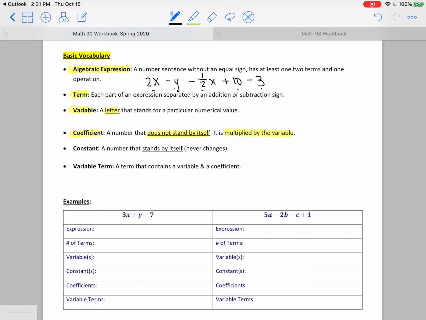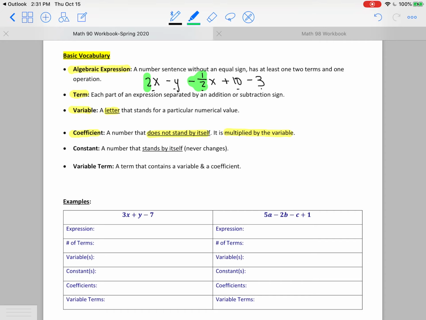Okay, and our variables, you can see the variables that we use in this particular expression are x's and y's. The coefficients are the number part that are sitting right in front of the variables. So our coefficients here, this would be a coefficient 2. There is a negative 1/2. We always grab the sign, so a negative 1/2 is the coefficient that coincides with the x.